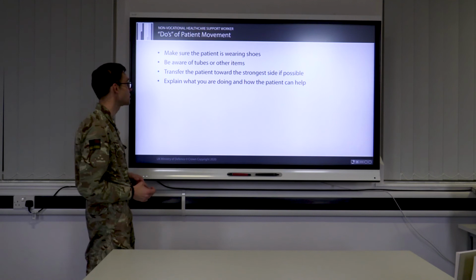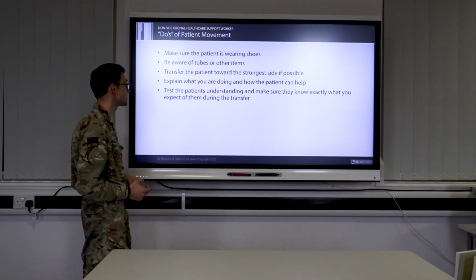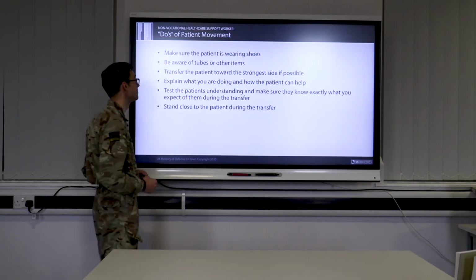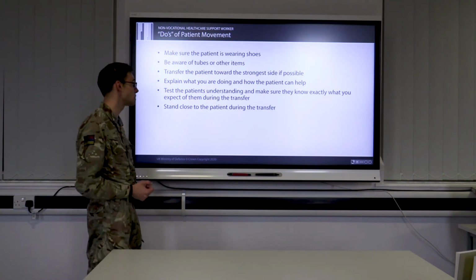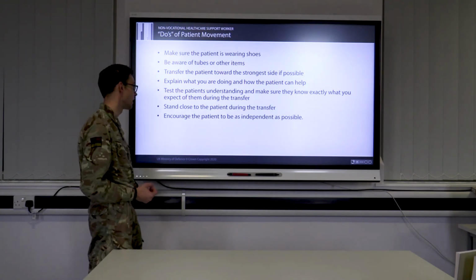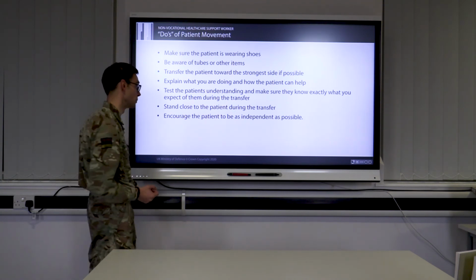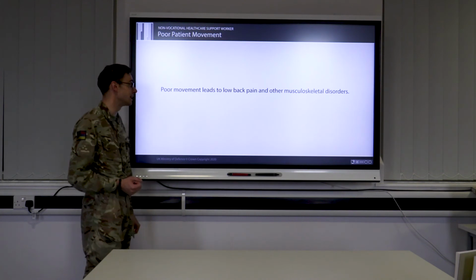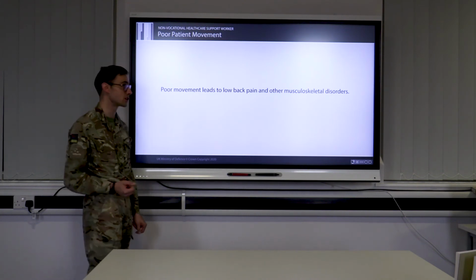Explain what you are doing and how the patient can help. Test the patient's understanding and make sure they know exactly what you expect of them during the transfer. Stand close to the patient during the transfer, but encourage the patient to be as independent as possible. Poor movement leads to low back pain and other musculoskeletal disorders.